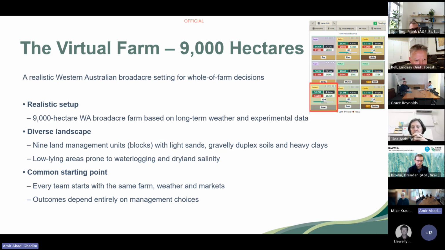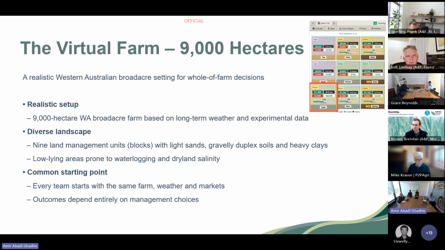At the bottom right-hand corner paddock, the spring paddock, is the common starting point for everybody. That means that every participant starts with the same farm, same weather, same markets, and they go through time experiencing the same things, except that their management decisions will be almost always different.